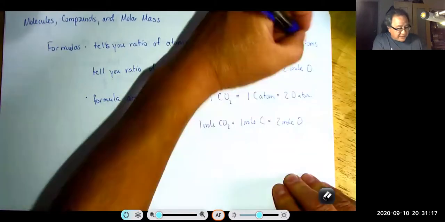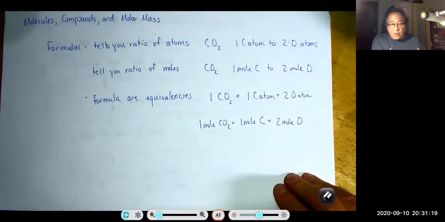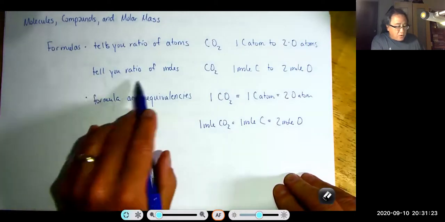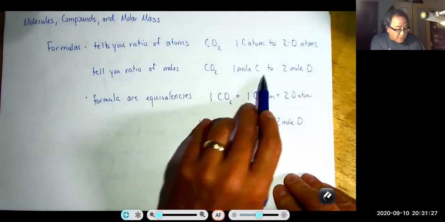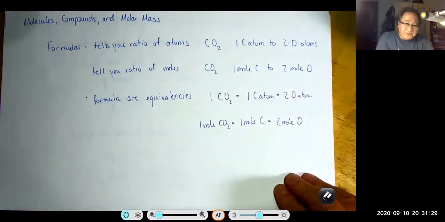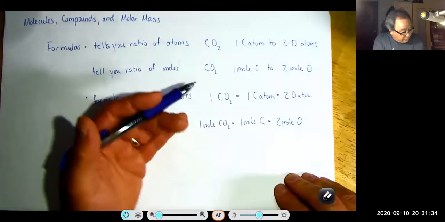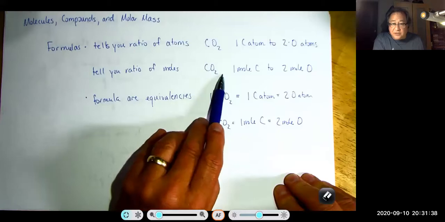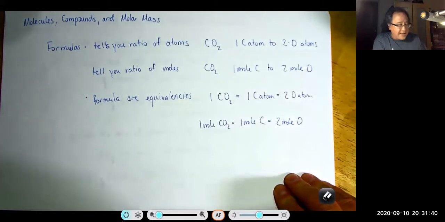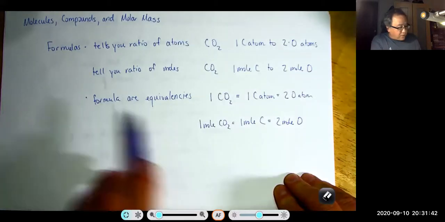I'm going to put a little dot there so that we can see that the O is not a 0. It also tells you the ratio of moles of atoms. So for CO2, there's 1 mole of carbon to 2 moles of oxygen. If this were a cooking class, we would probably say 1 cup of carbon to 2 cups of oxygen, or something like that. So the formulas are equivalencies.